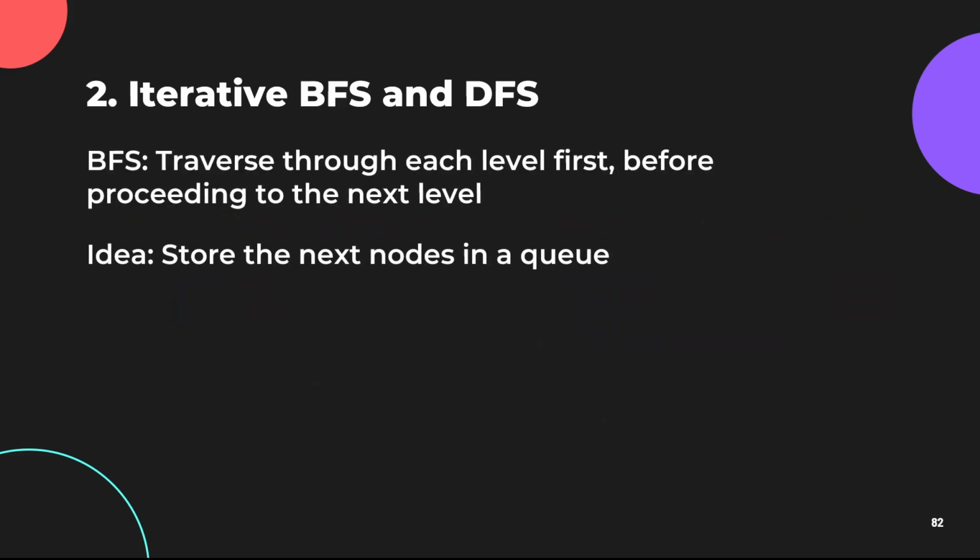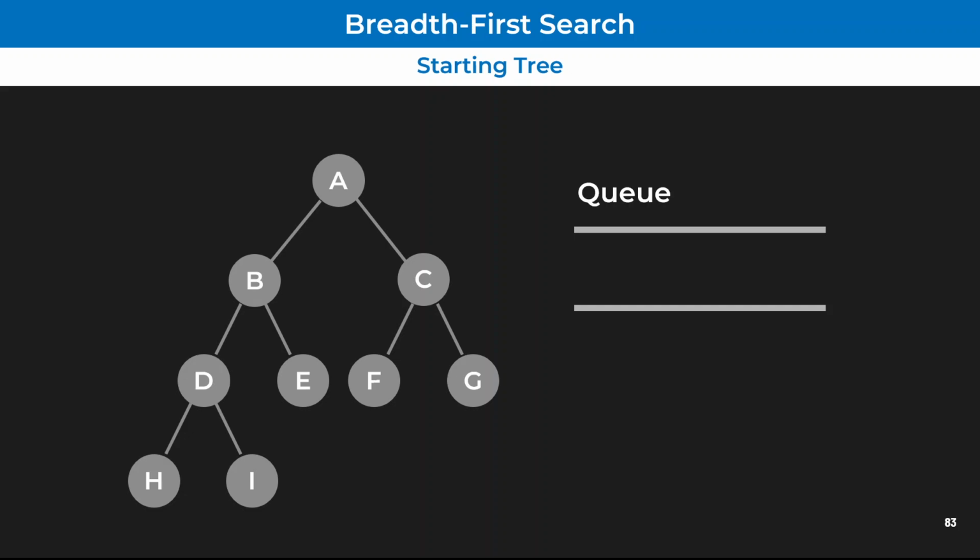For BFS, we're going to traverse each level first before proceeding to the next level. That is breadth first search. So every time I traverse each level, the children, I will add them to my queue. I will store the next nodes that I'm going to visit in a queue. How does it work? For example, I start from A. By default, I will add the root into the queue to trigger everything.